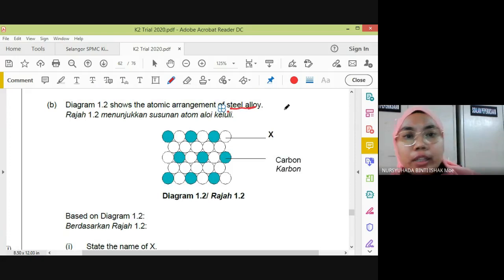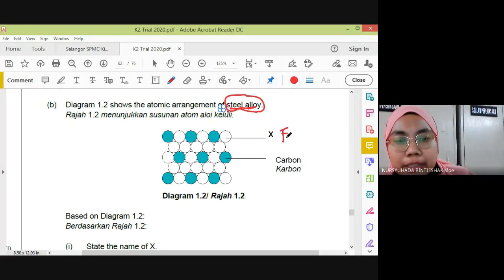Okay guys, steel alloy consists of what elements? Ada berapa elemen dalam steel alloy? How many? Two. Very good Atira. There are carbon and iron. So X for sure is iron.